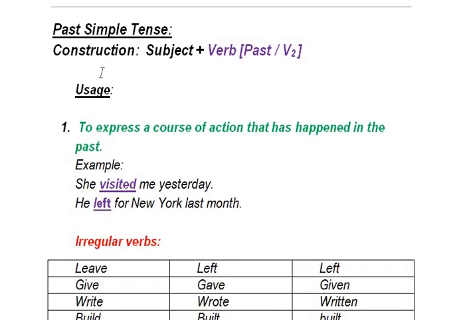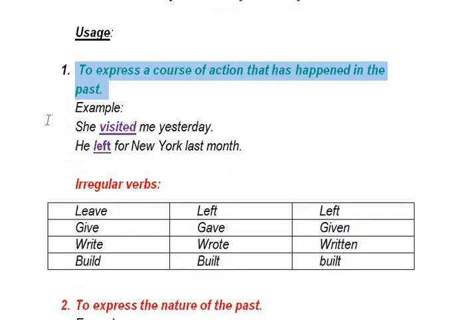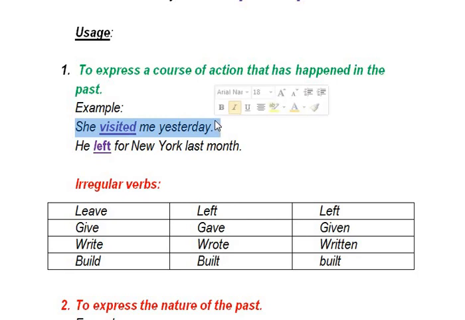And the next tense is past simple tense. We can make past simple tense using the form subject plus verb second form, or else past tense. And the first usage of past simple tense is to express a course of action that has happened in the past. For example, she visited me yesterday means visited before, it was already done.